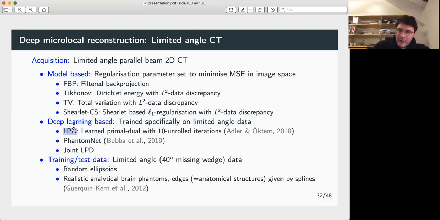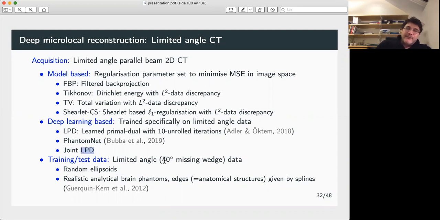In that sense, it's aware of the inverse problem to some extent, but it's not aware of the microlocal aspects of the problem. PhantomNet is a method that was developed fairly recently by Lassas, Tatiana, Samuli and others in Helsinki, where they essentially apply regularization only in the invisible components. So this actually uses the microlocal characterization of the visible and invisible singularities. And then there's the joint LPD, which is the entire pipeline I was mentioning slides ago.